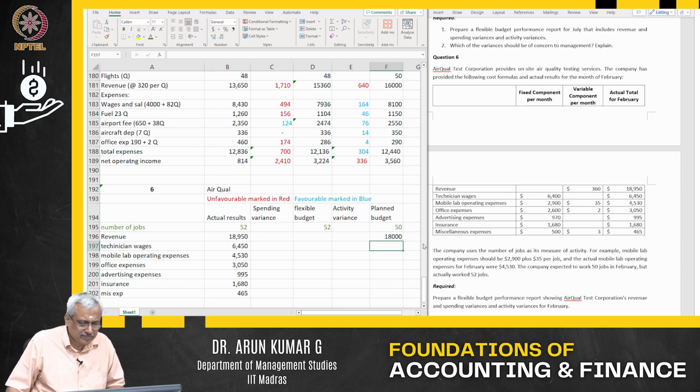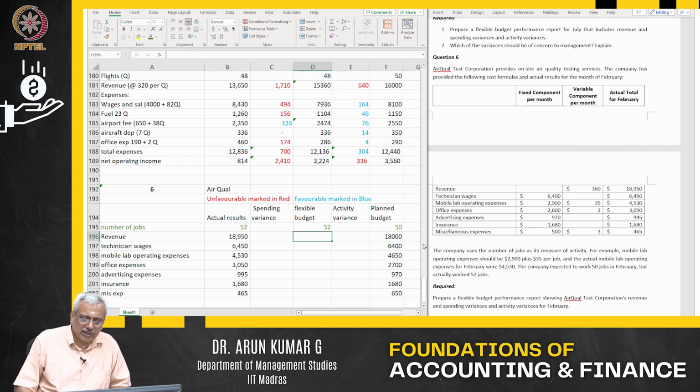And what are the technician wages? $6,400 is basically fixed in this case. Mobile lab operating expenditure is $2,900 plus $35 into the number of jobs. My office expenditure is $2,600 plus $2 into the number of jobs. Advertising expenditure is $970 fixed, no variable. My insurance is $1,680 fixed, no variable. And then my miscellaneous expenditure is $500 plus $3 into the number of jobs in the planned budget, and that's what it is.